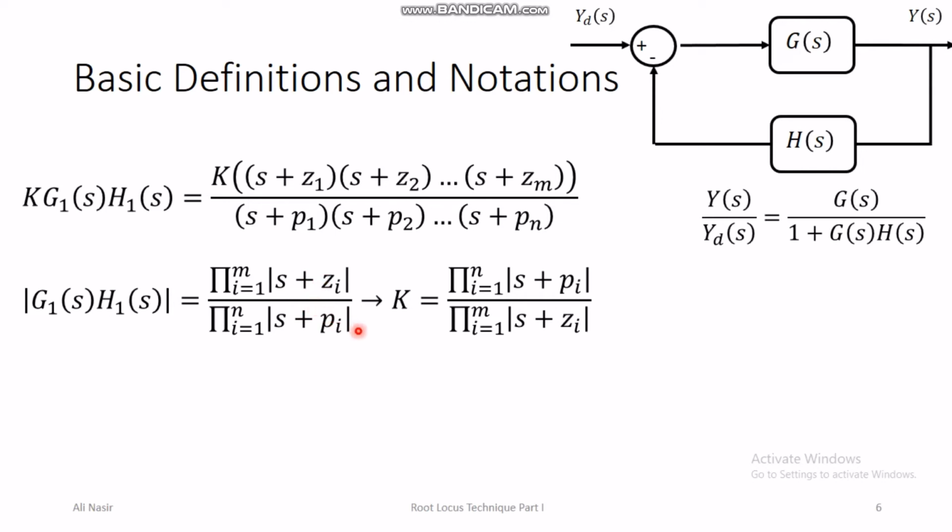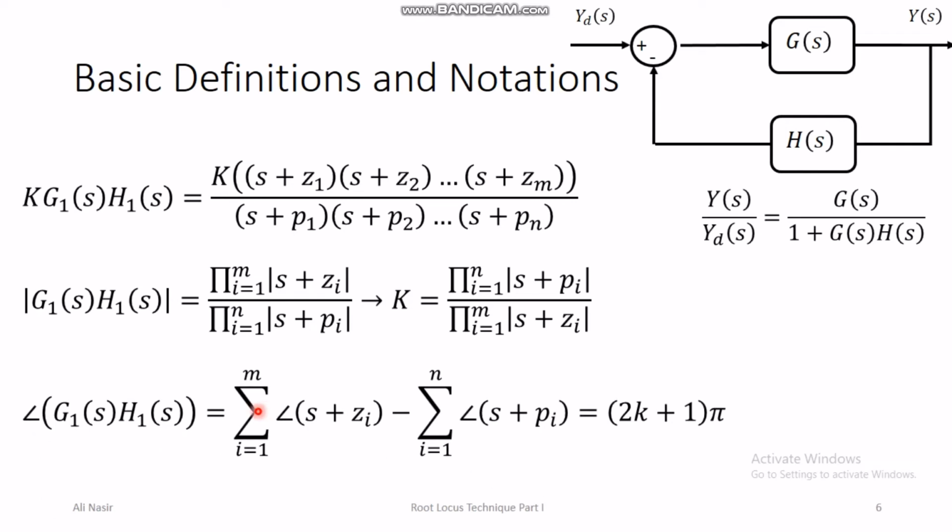Then, since the magnitude condition states that this is equal to 1 over k, k is just equal to this expression where poles come on the top and zeros go down. So we can calculate k from the magnitude condition, and if we know the poles and zeros of this transfer function g1 of s h1 of s, we can calculate the gain k. We will use this expression later on. And then there is the angle condition.